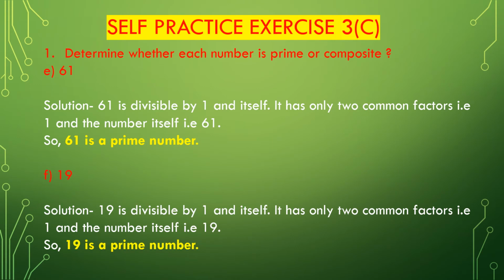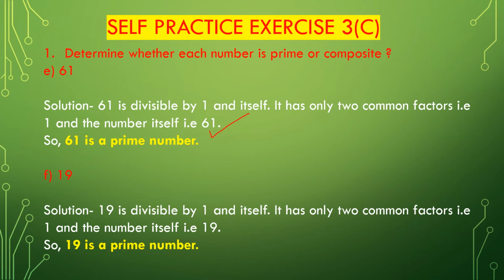Now we solve question number 1, fifth bit E, 61. 61 is divisible by the number 1 and itself. 61 has only two factors, that is 1 and the number itself, that is 61. So 61 is a prime number. 61 has only two factors 1 and 61, and 61 has no other factor, so 61 is a prime number.